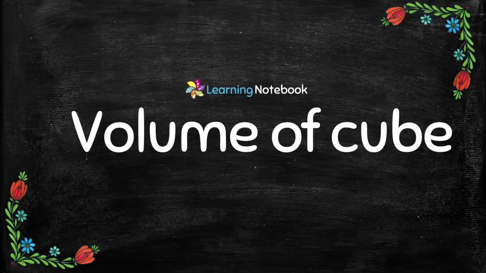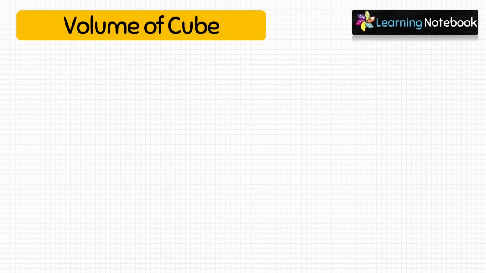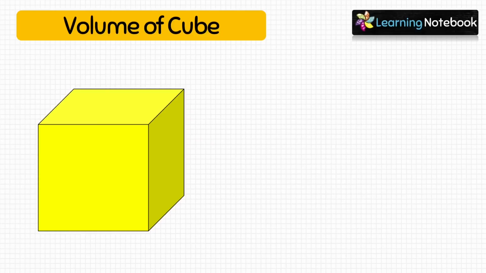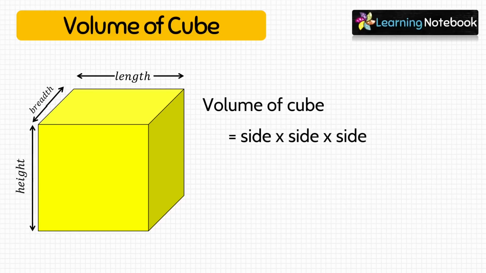Now let's learn the volume of a cube. Now students, a cube is also a cuboid, but its length, breadth and height are of equal length. So to find the volume of a cube, again we will do length into breadth into height. But as I just told you that all these three are of equal length, so we can even write it as side into side into side.